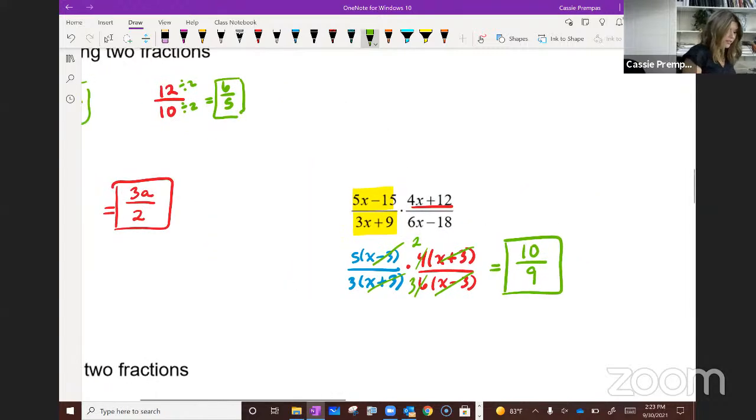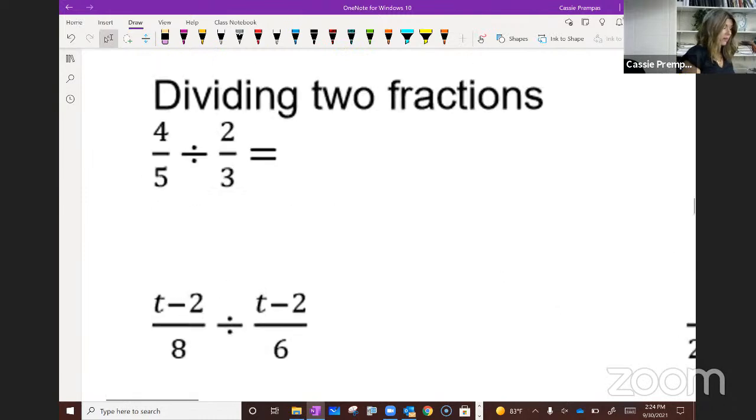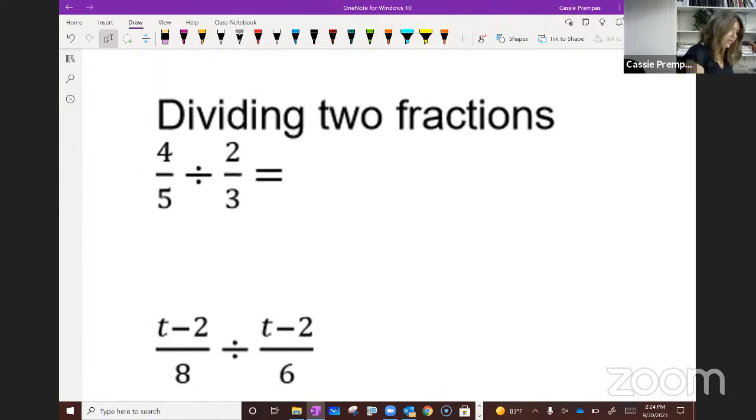All right, we have simplified. We've multiplied. The last thing we need to do is divide. But let's go back to a basic division of two fractions. If I have one fraction divided by another, turn to your partner and the person with the most siblings, you turn and tell them what you would simplify this to.